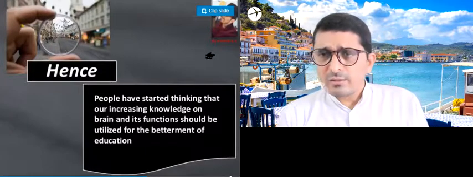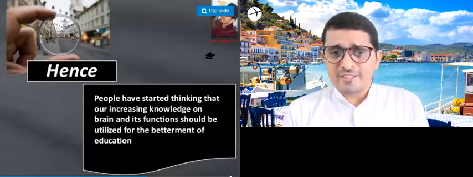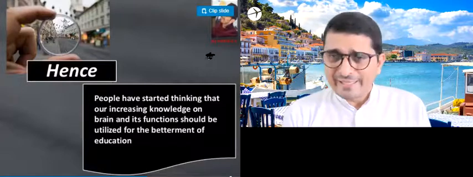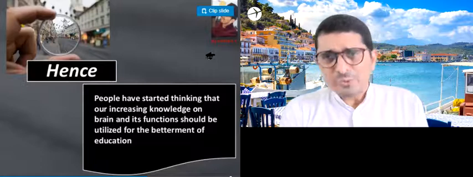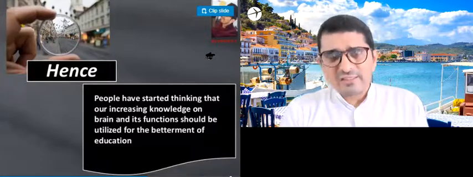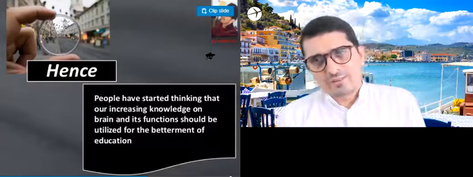Then why shouldn't we use the possibilities of this study in the betterment of education, the teaching-learning process? And this is the new trend. This is the latest trend among the educationists.